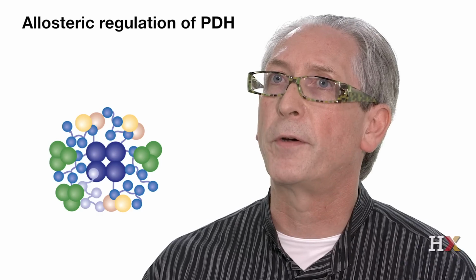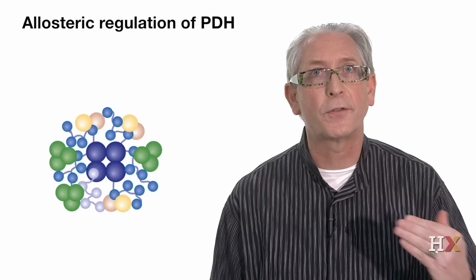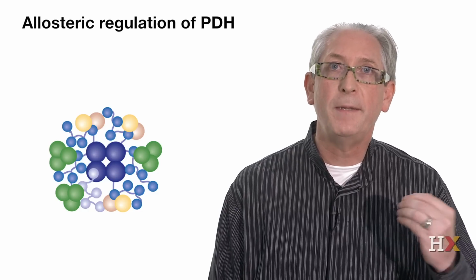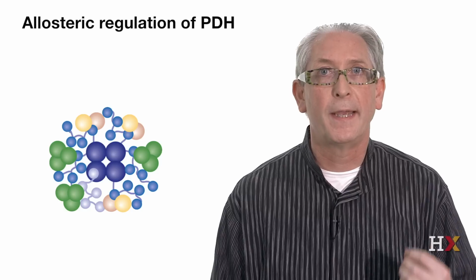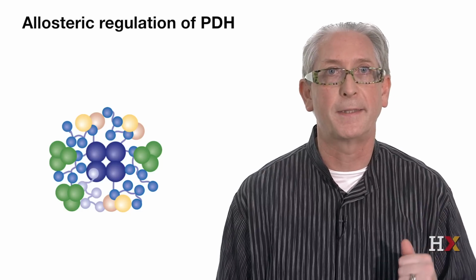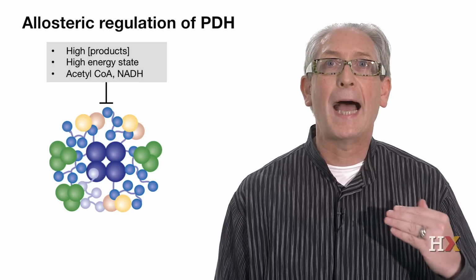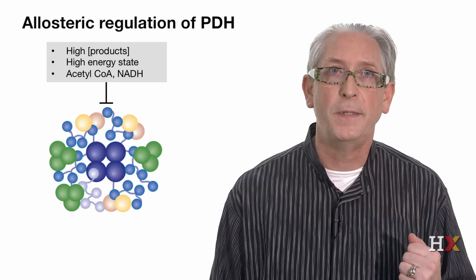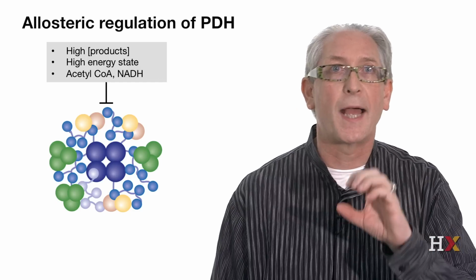There are two levels of regulation of the PDH complex. The first type of regulation is allosteric regulation. At high energy state, you have a high concentration of the immediate product of the reaction, acetyl coenzyme A and NADH, as well as the ultimate reaction products, ATP and fatty acids. These four molecules will act as allosteric inhibitors of PDH. For example, acetyl coenzyme A acts on E2, NADH acts on E3.